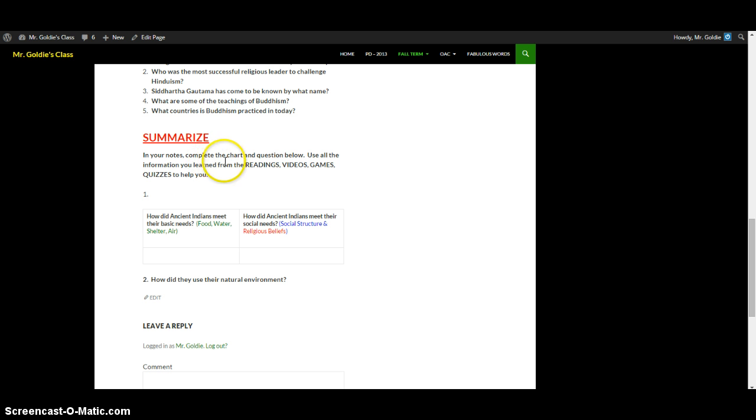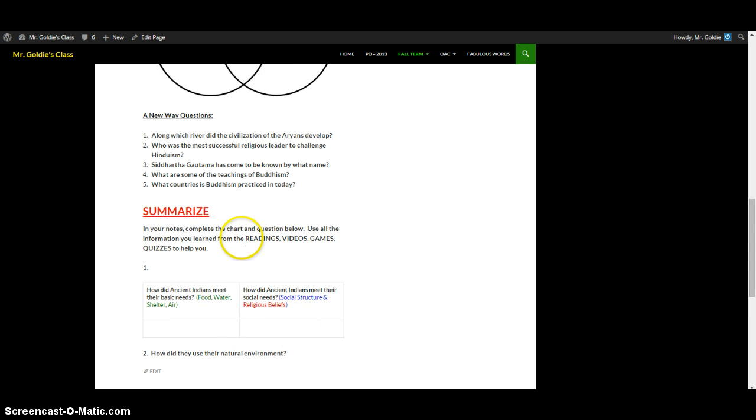In your notes, please complete the chart and question below. Use all the information you learned from the readings, the videos, the games, the quizzes to help you. Answer these two questions. How did ancient Indians meet their basic needs? Food, water, shelter, and air. Make a list of things in the chart in your notes. Also, how did they meet their social needs in terms of their social structure and their religious beliefs? And then number two, how did they use their natural environment? So, think back to what you've learned so far and try to complete this chart.